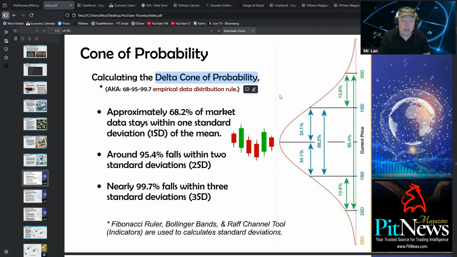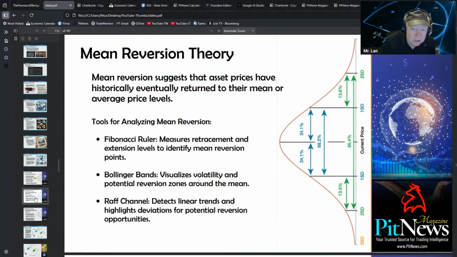3 standard deviations. Now I kind of went through here and changed that wording a little bit. Let's look at it from this point. It says mean reversion suggests that asset prices have historically eventually returned to their mean or average price level. Tools for analyzing mean reversion. There's several tools that we use.